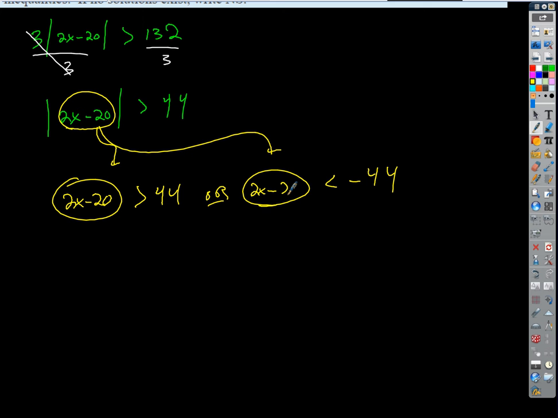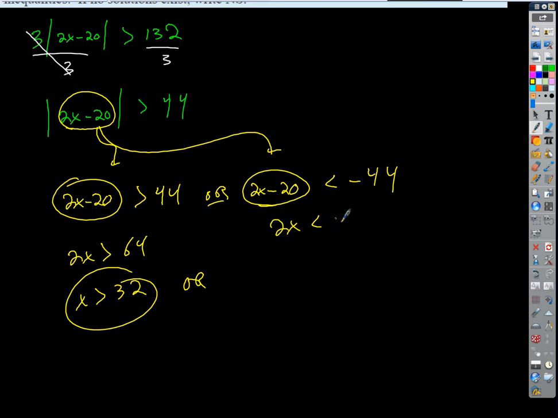Two steps, you get x by itself in both cases. Add 20 and then divide by 2. So we get 2x is greater than 64, so x is greater than 32. Add 20 here, I get 2x is less than negative 24, divided by 2, x is less than negative 12, right? So there's my two values, okay?